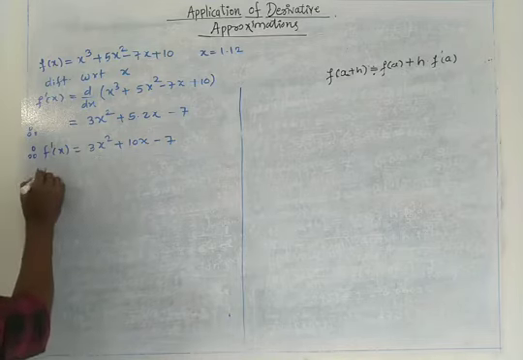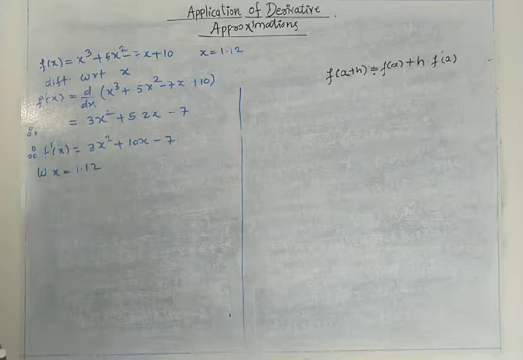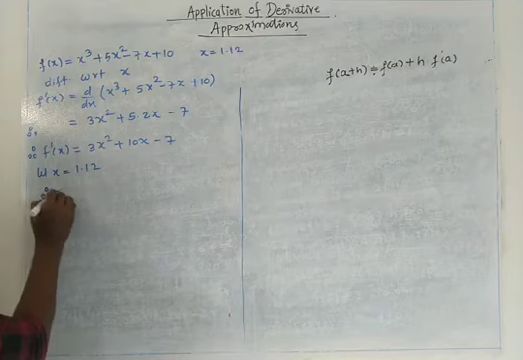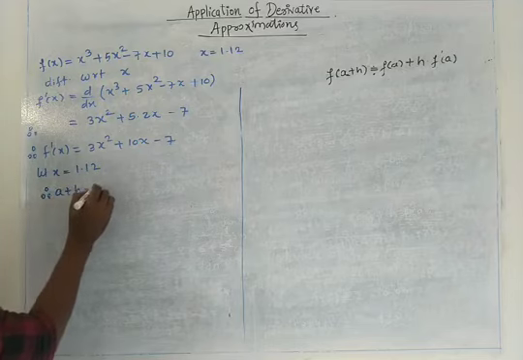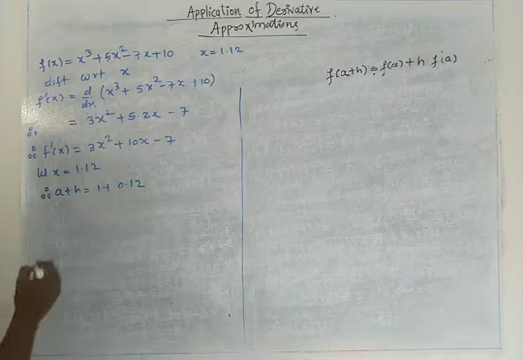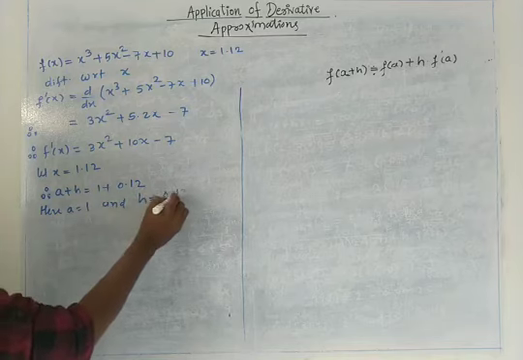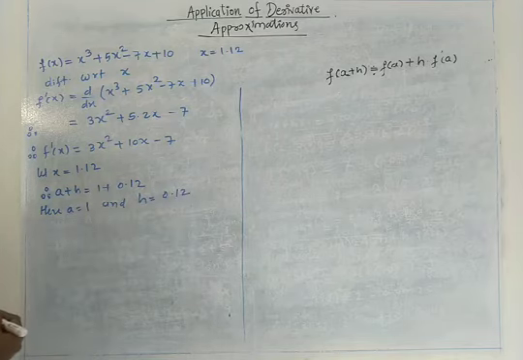So let's start with the value of x. So x is equal to 1.12. Now the value of x is very close to 1. Therefore a plus h can be written as 1 plus 0.12. So here a is equal to 1 and h is equal to 0.12.